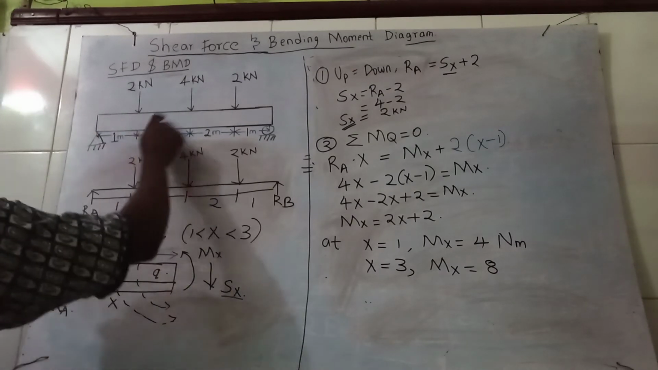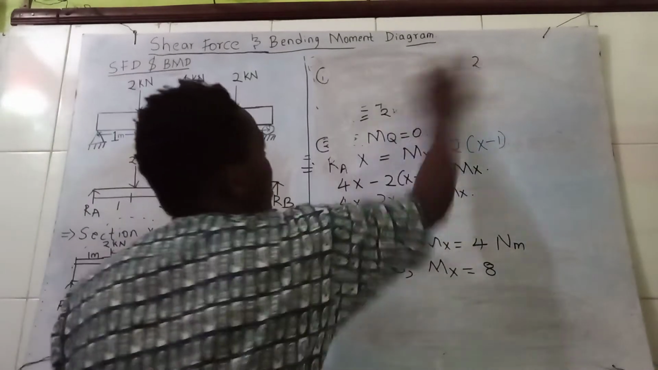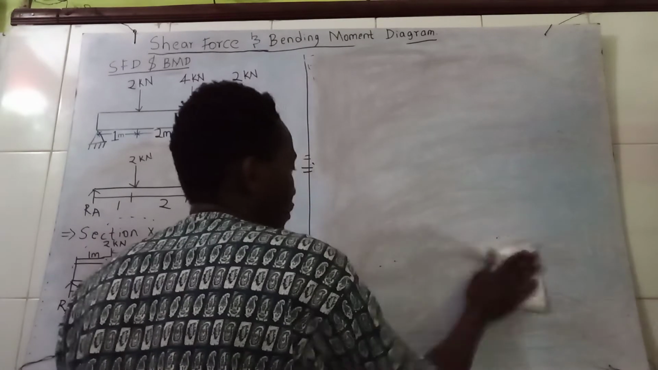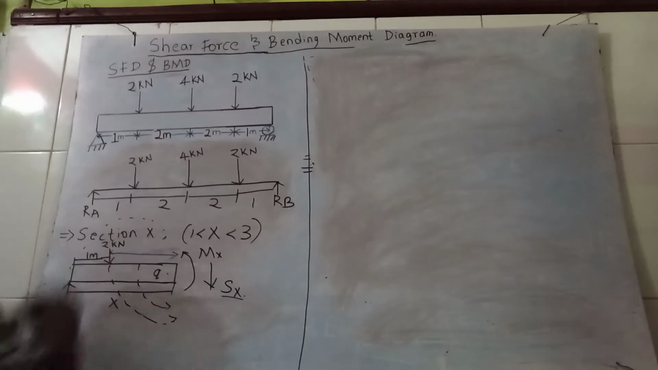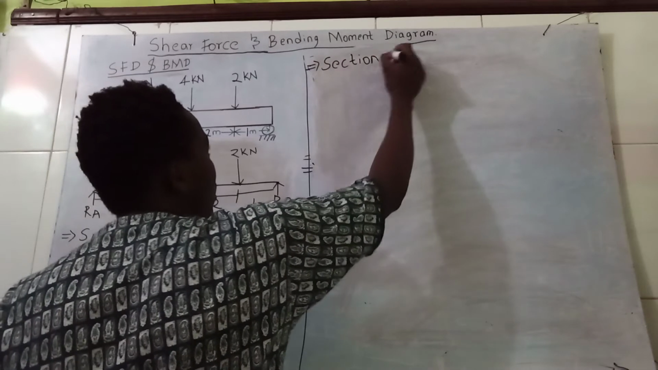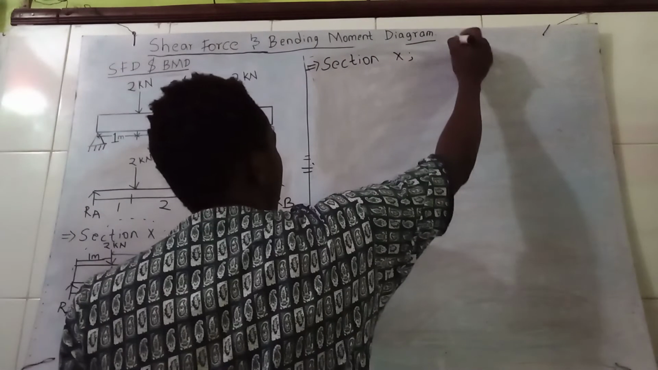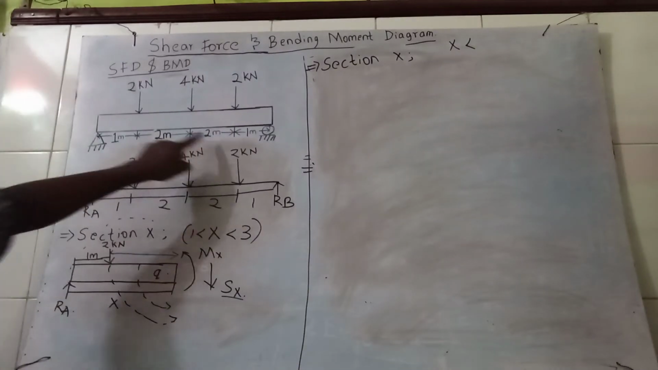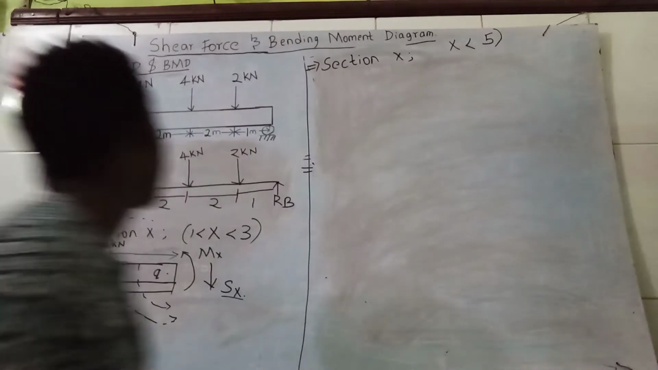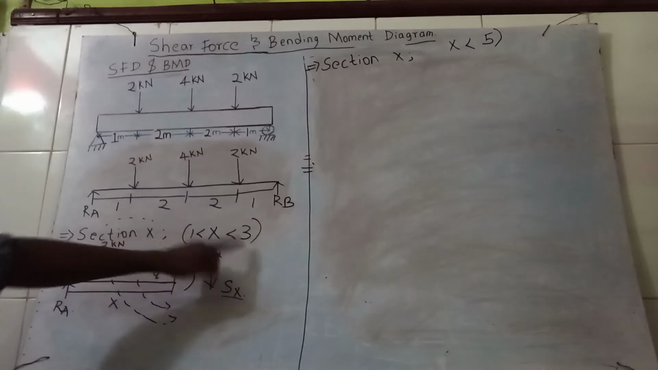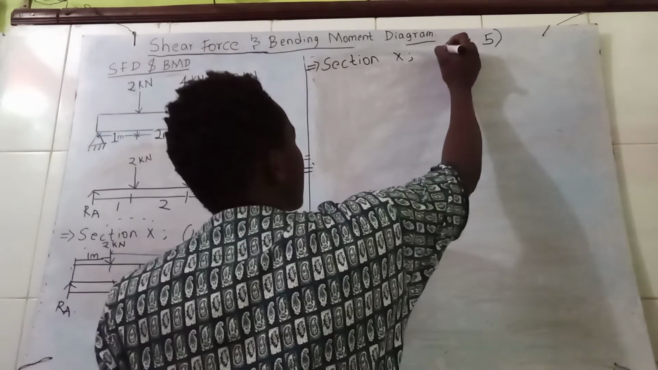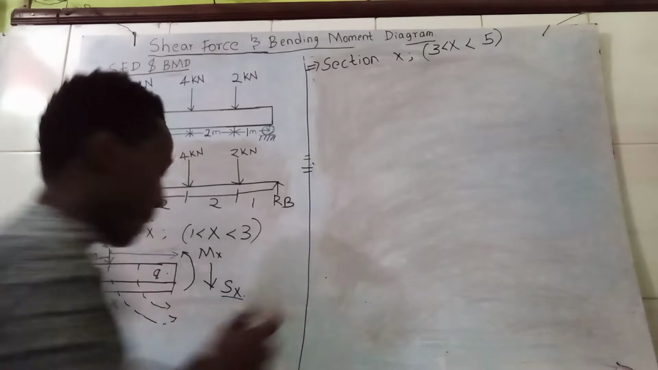Then we look now at the third section. Let me rub. So for the third section, a section X whereby X is going to be less than 2 plus 2 plus 1, that is 5. X is less than 5. Then for the last part is 3. So we are considering this section greater than 3. Then we draw that.